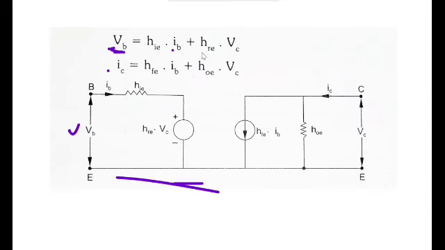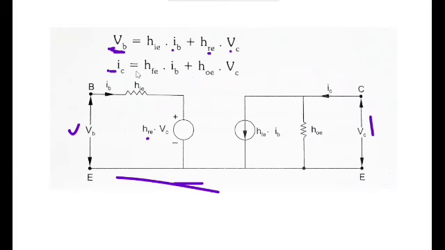If you go to the second term, it is HRE into VC. Here HRE denotes H12, the second term in the first network, that is RE, the reverse voltage gain in emitter configuration, and it is multiplied with V2, the output voltage. Here the output voltage is VC, so it is HRE into VC.